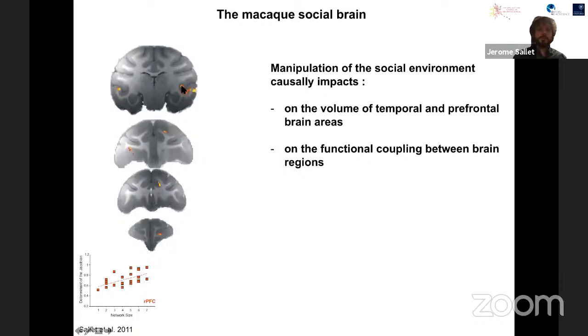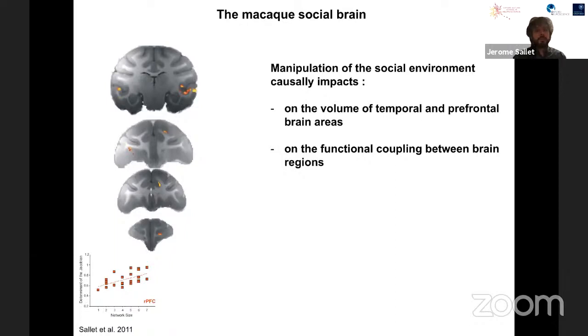The regions in which we found this correlation between size of the social network and gray matter volumes are represented on this set of coronal sections of macaque brains. They are located here in the superior temporal sulcus, in the region we identify as the TPJ-like area, also found here in the dorsolateral prefrontal cortex, in the mid prefrontal cortex, and in the rostral prefrontal cortex. And here is a representation of the type of correlation we observe between the size of the social network and our proxy for gray matter volume, called the determinant of the Jacobian.